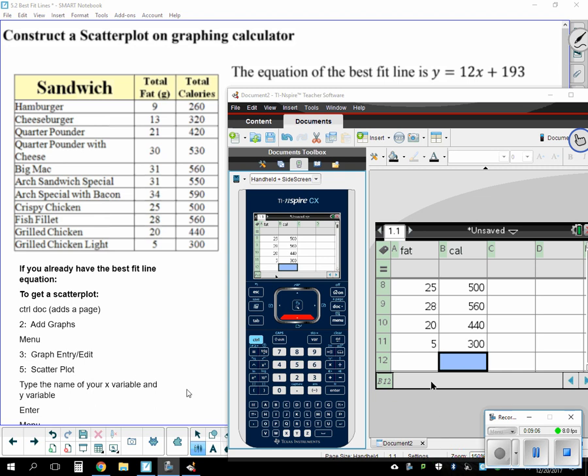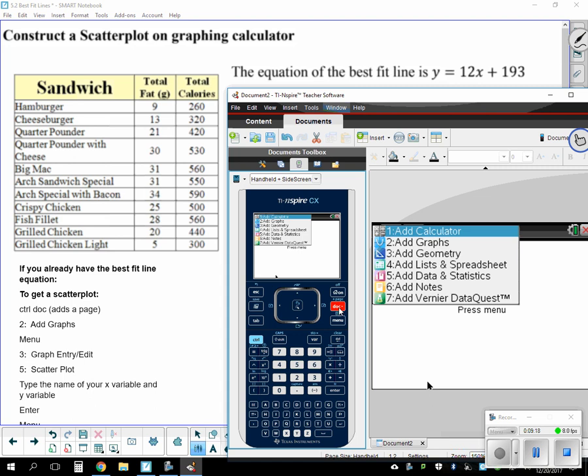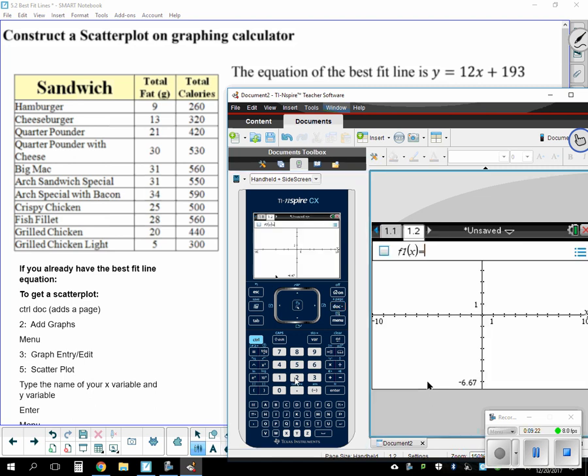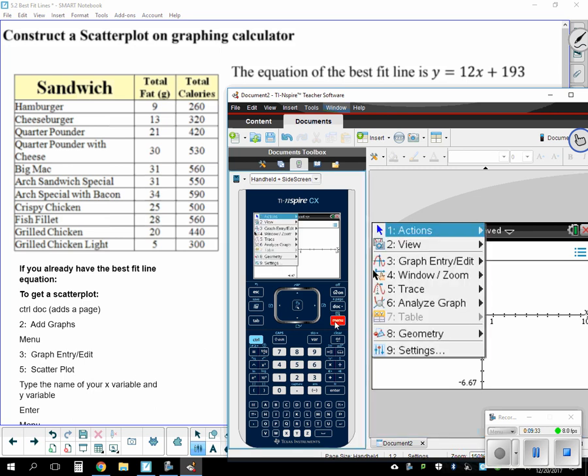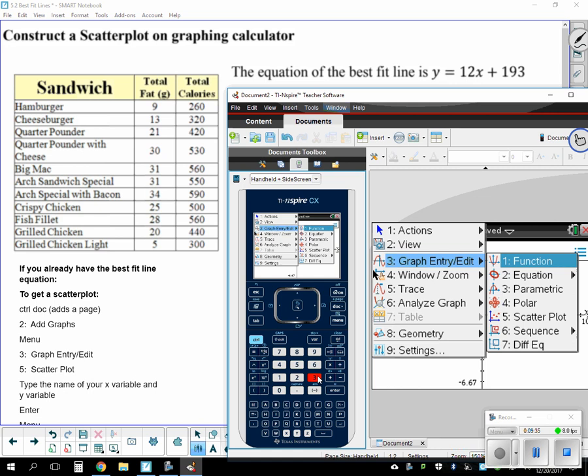Okay, I've changed my directions over here, so if we already have the best fit line equation, which we do, it's given to us right here. To get a scatter plot, you want to go to Control Doc, which is going to add a page to your document, to add graphs, and now we need to change this. We don't have just a normal function, we need a scatter plot there. So menu, graph entry, edit, scatter plots.